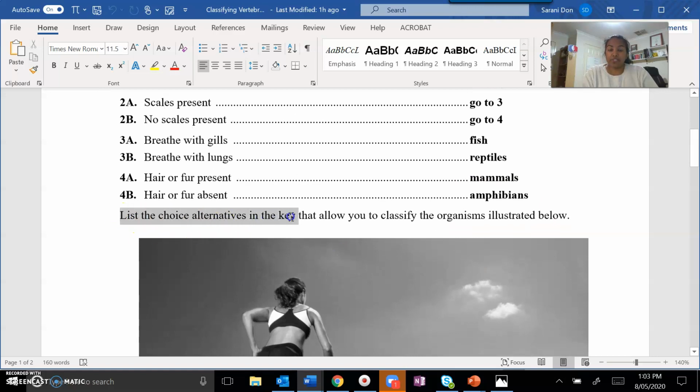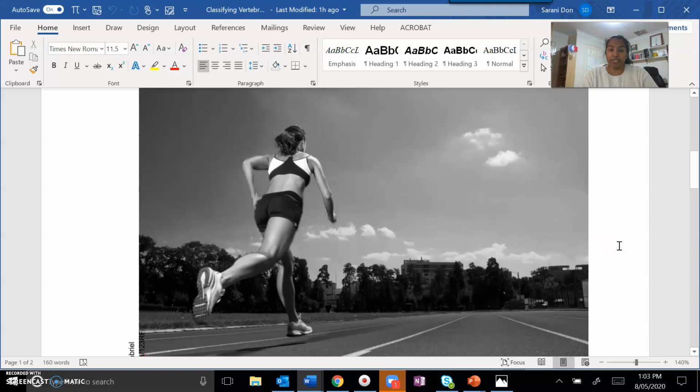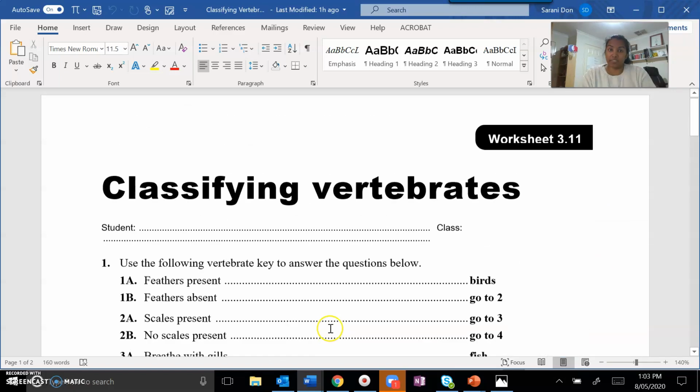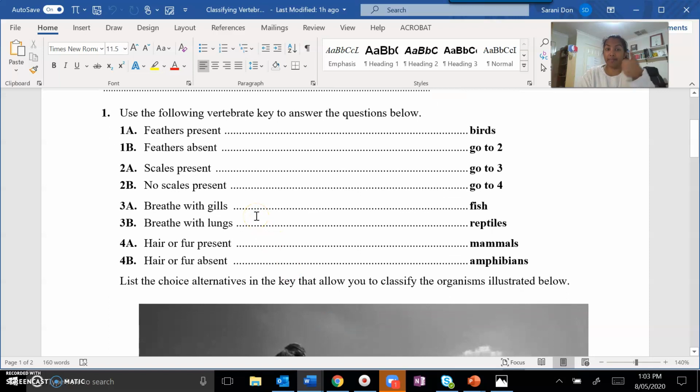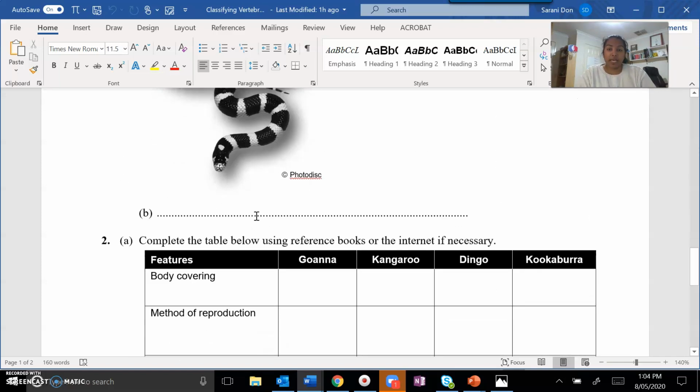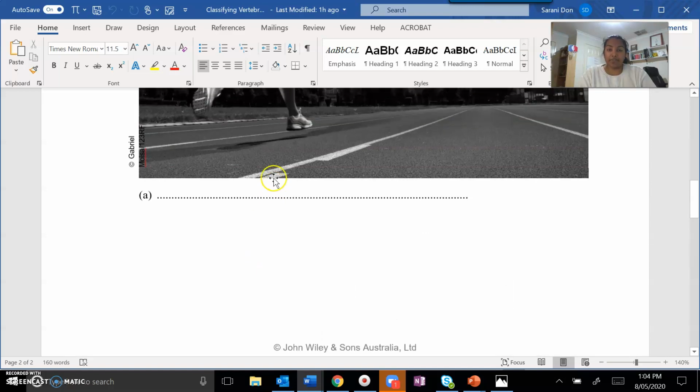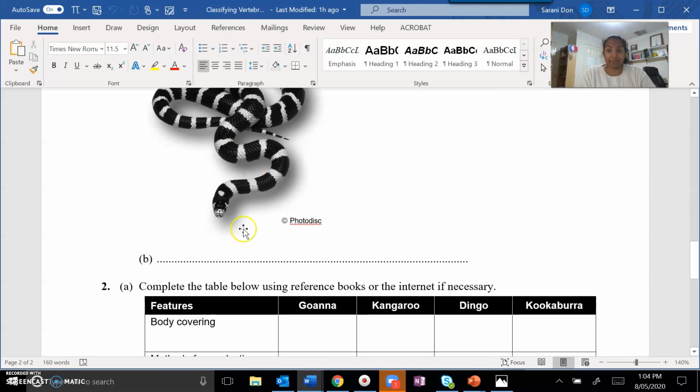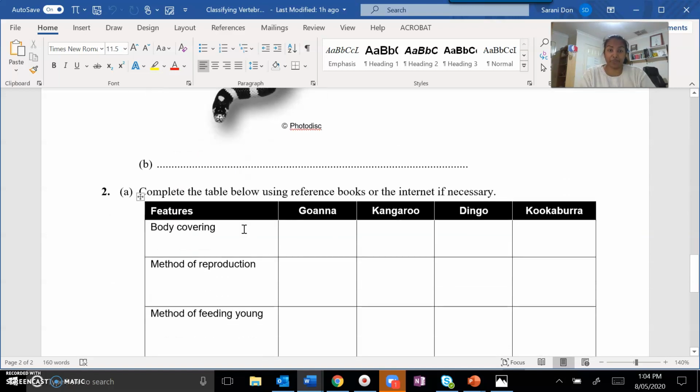Now it says list a choice of alternatives in the key that allow you to classify the organism below. So you classify what organism it is, and then you say, okay, the first thing you write is feathers absent, there aren't any feathers, and any other clues you got along the way. So that's the first part. The second part, you've also got this animal and this animal as well. So you're supposed to classify both.